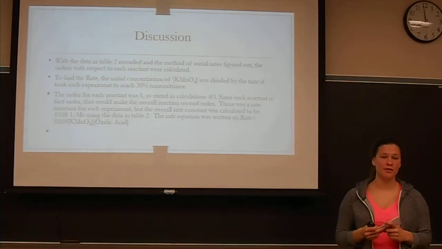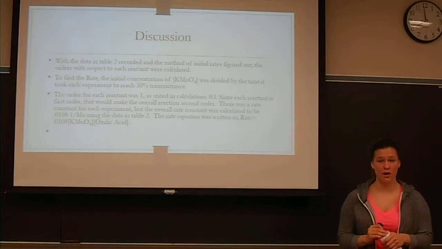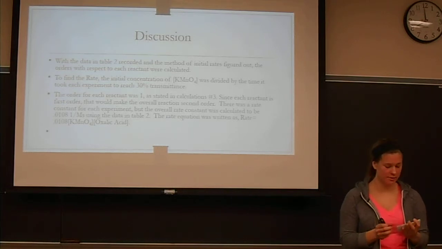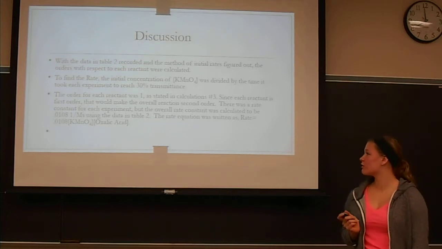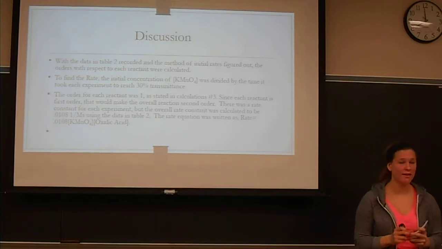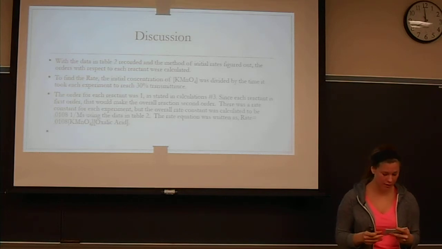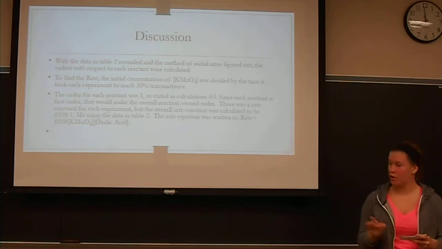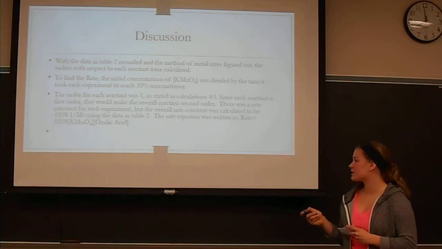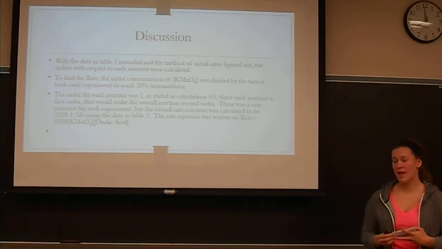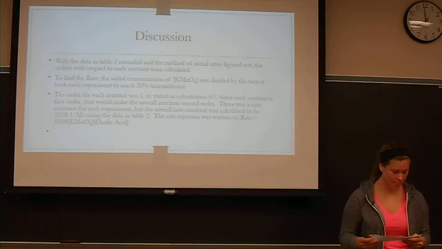The order of each reactant was 1. So that makes the overall reaction second order. And I found the overall rate constant was calculated to be 0.0108, 1 over molarity per second. And the overall rate equation right here is 0.0108 times the concentration of KMnO4 times the concentration of oxalic acid.